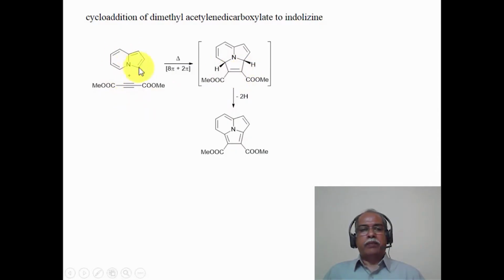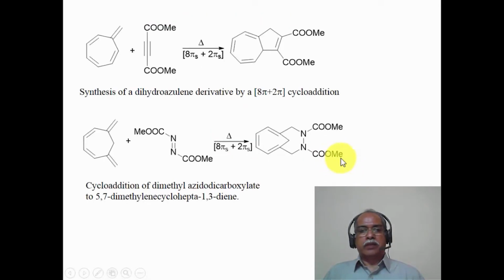However, from the 8 π electron system, because these two hydrogens we are talking about are cis with respect to each other, one can very clearly tell that the 8 π component has also been a suprafacial component in this particular case. Under the reaction conditions, it undergoes aromatization by oxidation with loss of hydrogen to give this fully aromatic system as the final product during the course of the cycloaddition process.